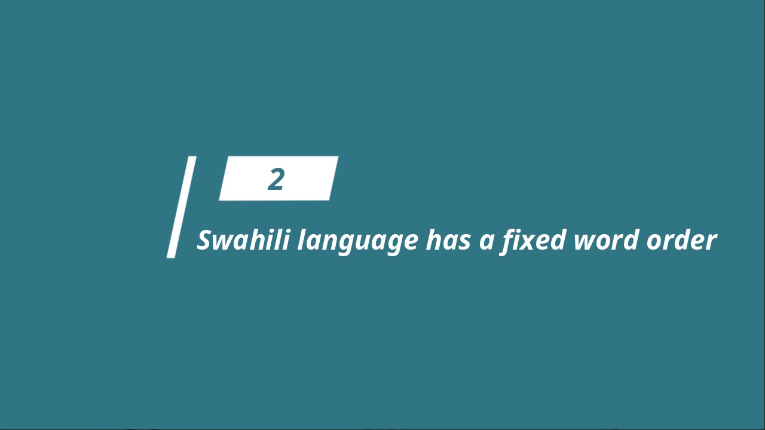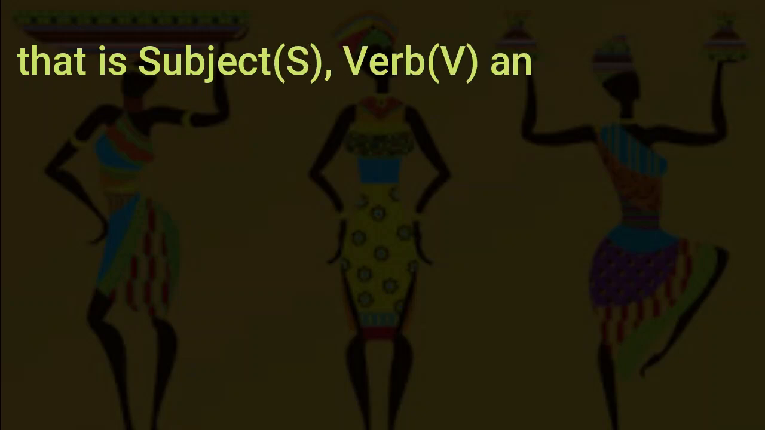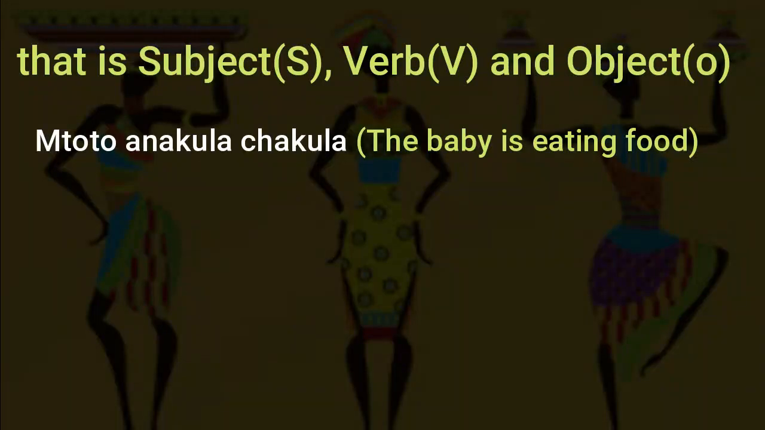The second characteristic is that Swahili language has a fixed word order, that is subject, verb, and object. For example, mtoto anakula chakula. The baby is eating food. So mtoto is subject, anakula is verb, chakula is object.